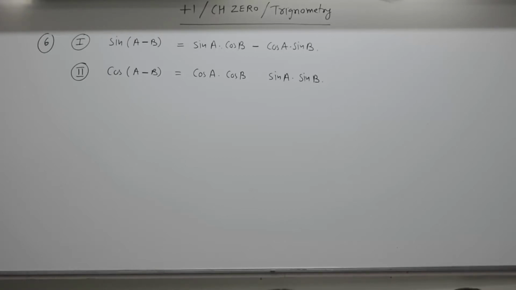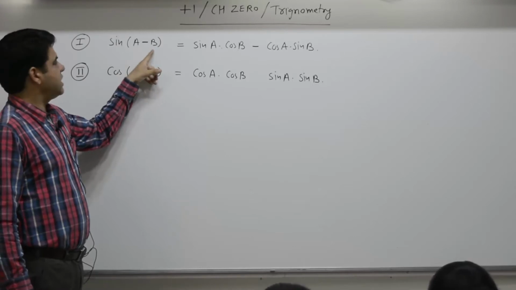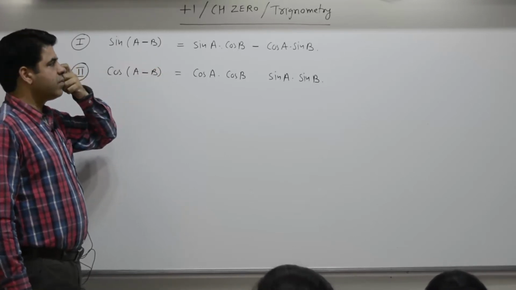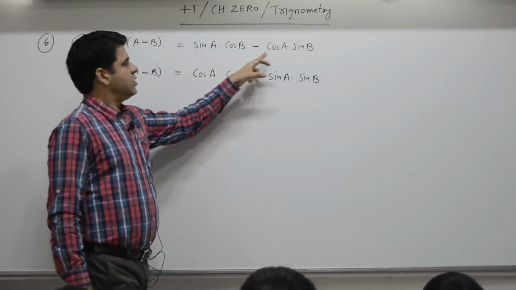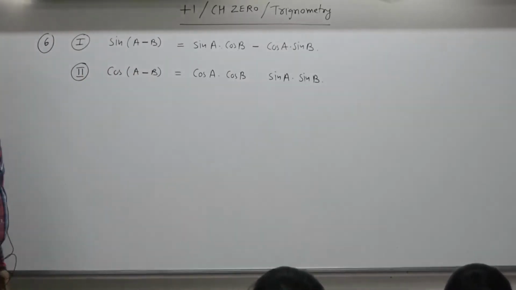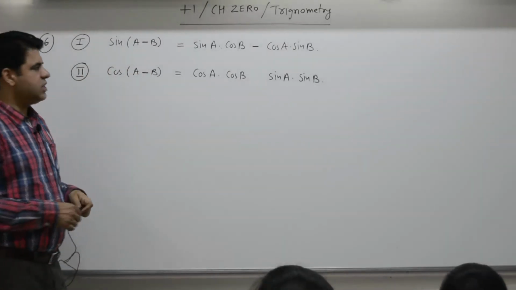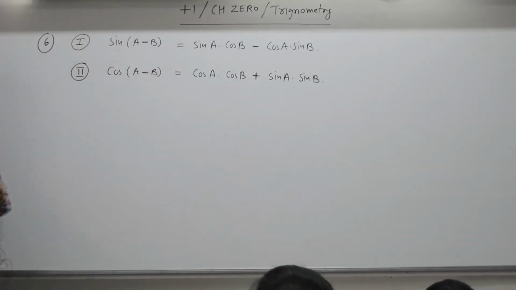Confirmed or not? If A is 60, B is 30, sine 60 minus 30 is sine 30. Sine 30 is what? 1 by 2. It is sine 60 cos 30 minus cos 60 sine 30. Confirmed? So, cos A minus B is equal to cos A cos B plus sine A sine B.